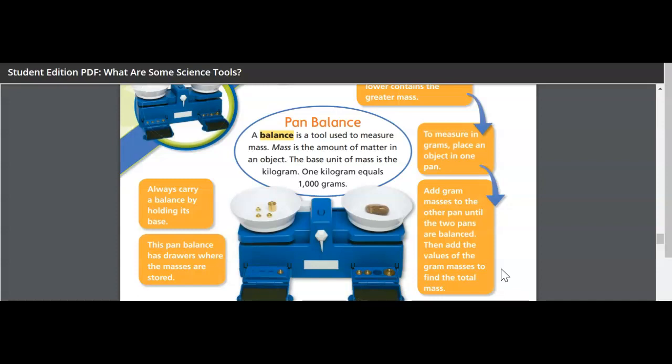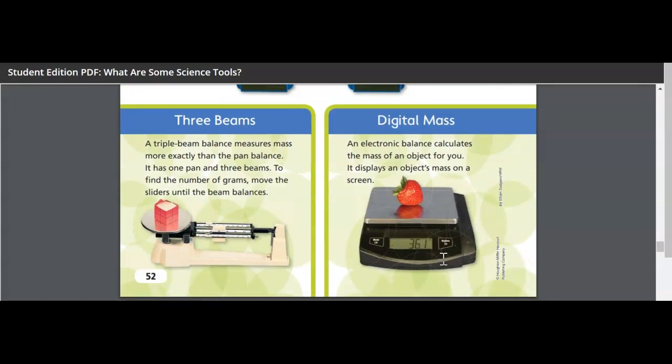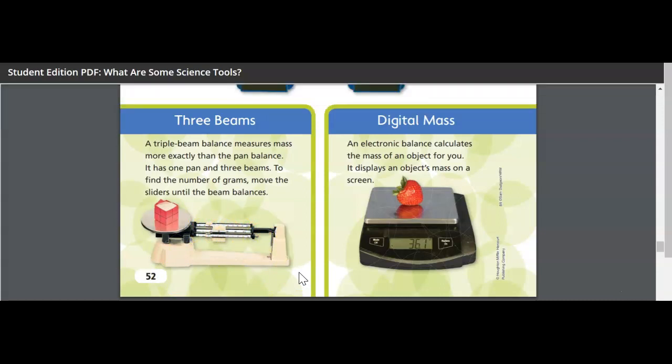Always carry a balance by holding its base. This pan balance has drawers where the masses are stored. See, those are where they're stored. Triple beam balance: it measures mass more exactly than the pan balance. It has 1 pan and 3 beams. To find the number of grams, move the sliders until the beam balances. You guys might have seen that at the doctor when you step on the scale, and then the nurse moves the little beams side to side to get a balance and to find out the exact weight. It's very similar to that.